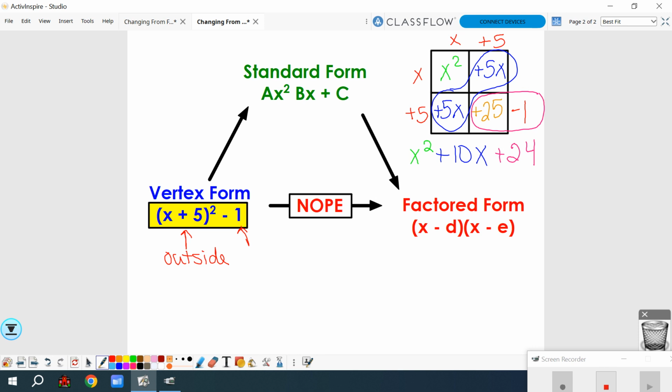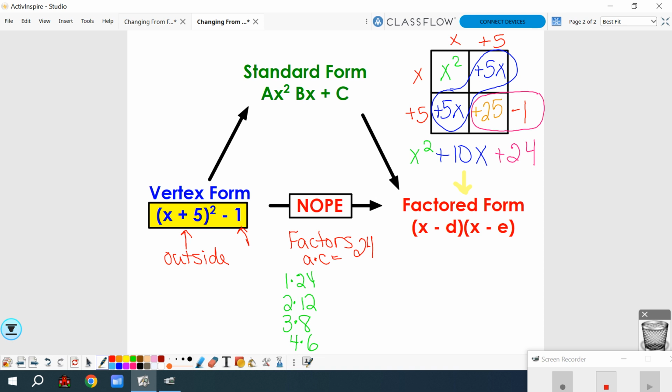Now we can go from our standard form down to our factored form. So I'm going to be looking for factors of 24. Remember, it's a times c. So that's 1 times 24. So I'm looking for factors of 24. And these factors of 24, so I'll just list them. 1 times 24, 2 times 12, 3 times 8, and 4 times 6.